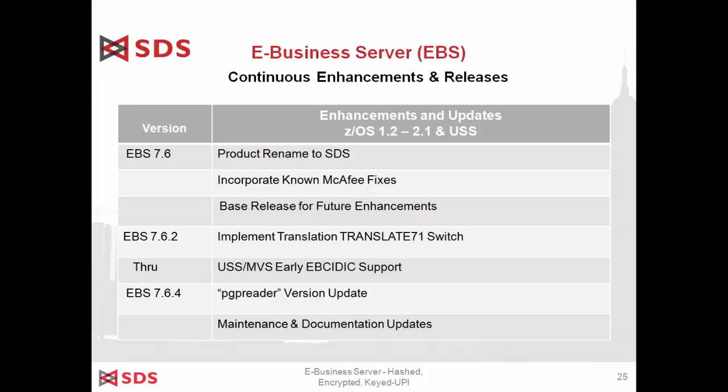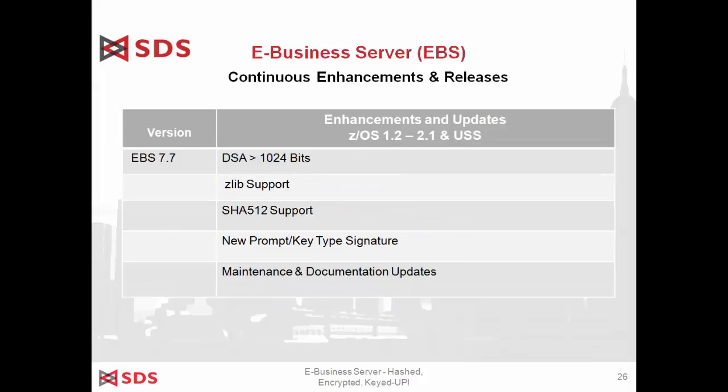7.6.2 through 7.6.4 were major maintenance releases along with the USS MVS early EBCDIC support. We updated the PGP reader version and implemented a translation switch, translate 71, to toggle between the old B135 and the new B160 translation. In EBS 7.7, we added DSA support to allow signing keys greater than 1024 bits. We added zlib support and SHA-512 support, as well as new prompts and a new key type for DSS with selectable signature.